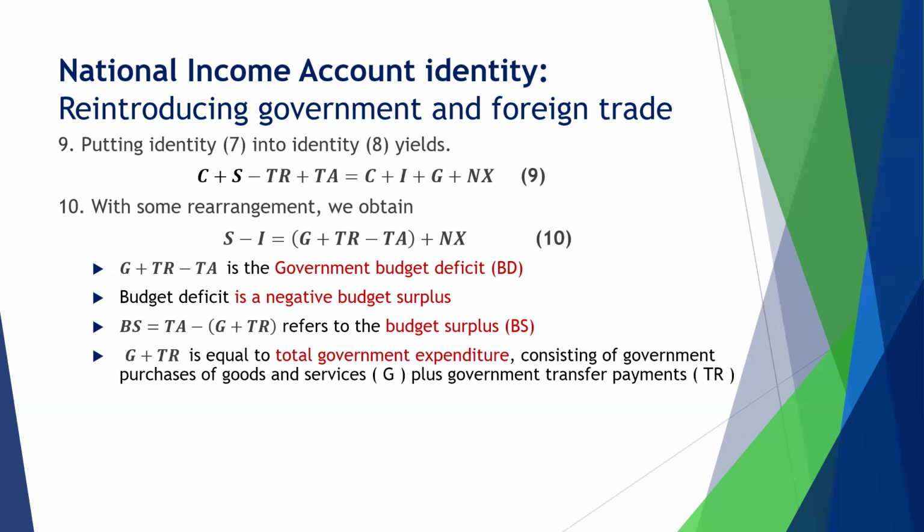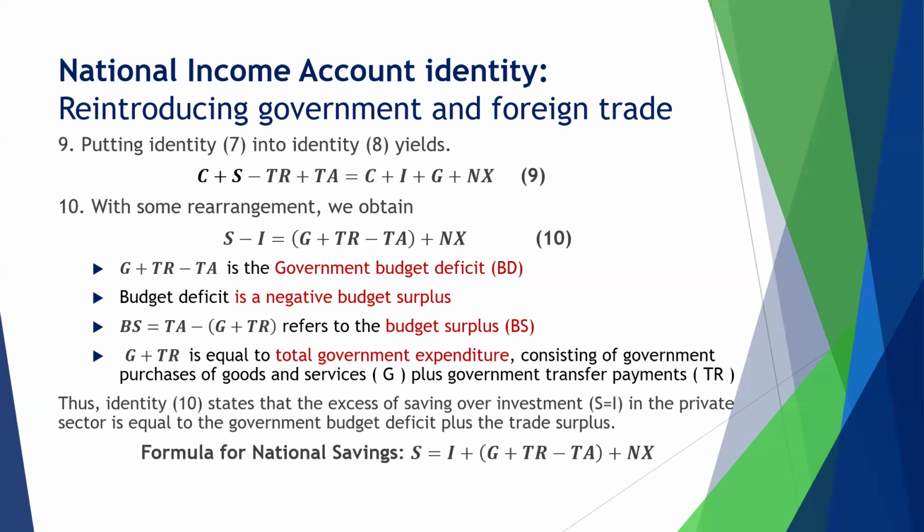So we have now here G plus TR is actually the total government expenditure. Of course, the G is the government purchases of goods and services. Again, the government spends money. And also the TR, the government still spends money, but then there's no goods and services involved. So that's it.